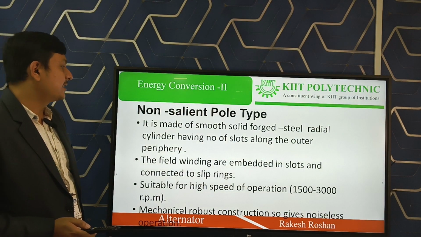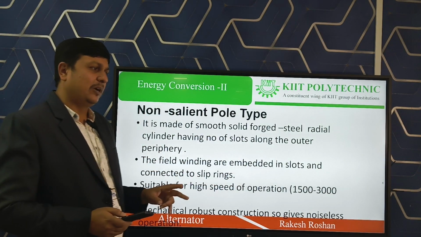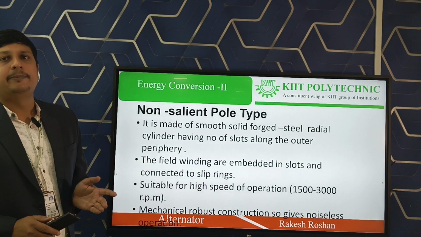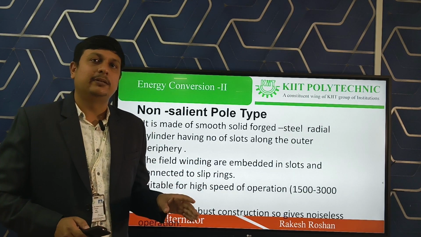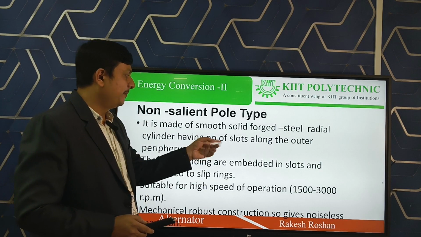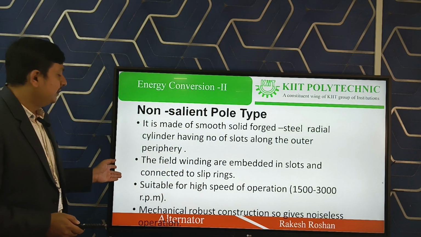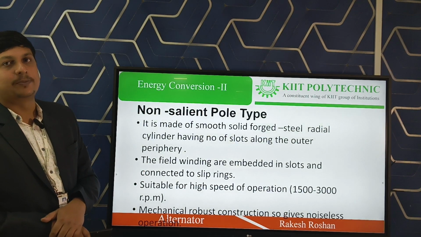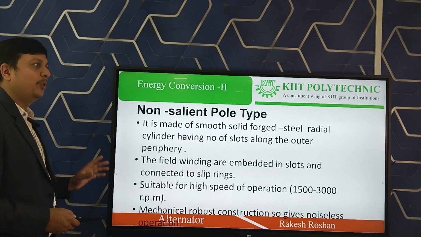It is suitable for higher speed of operation. Generally, it operates at only two speeds, 1500 rpm or 3000 rpm. If the number of poles is 4, it will operate at 1500 rpm. If the machine has two poles, it will operate at 3000 rpm. The construction of this type of rotor is robust, so it gives noiseless operation, but the salient pole type has somewhat noisy operation.